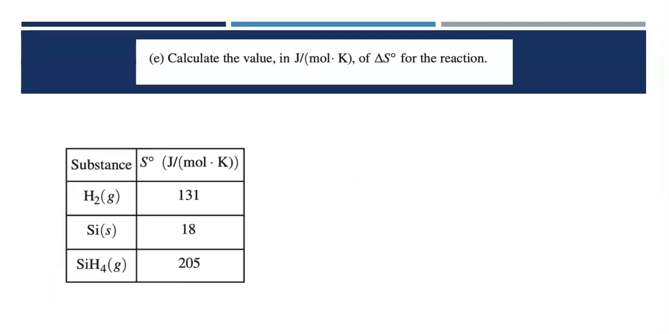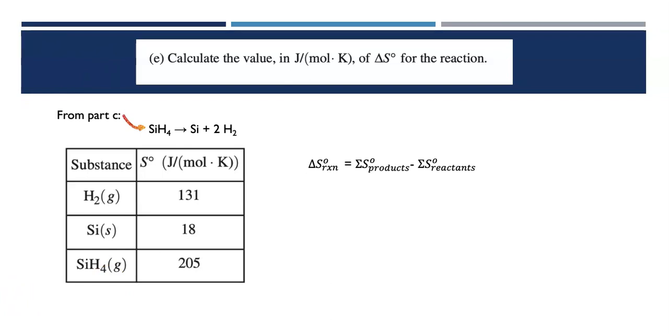Part E goes on and says, calculate the value in joules per mole per Kelvin of the entropy change at standard conditions for the reaction. Now, we, of course, already had the reaction. To find the entropy change for the reaction, entropy is a state function, so we can find the sum of the entropies of the products, find the sum of the entropies of the reactants, and that'll give us the overall entropy change. We wrote the equation in part C.